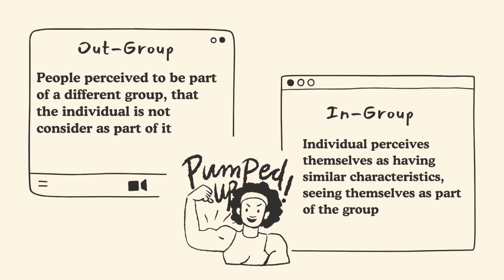Before we go to talk about further theory, we're going to introduce two groups. One is out group and one is in group. Out group, basically, based on the "out," you can understand that it's people perceived to be part of a different group and that the individual is not considered as part of it. In group is when individuals perceive themselves as having similar characteristics, seeing themselves as part of the group. So out group is, this is you, and this is the out group. And in group is you're in the group. And people are more likely to like the people in their group, and we're going to talk about it.